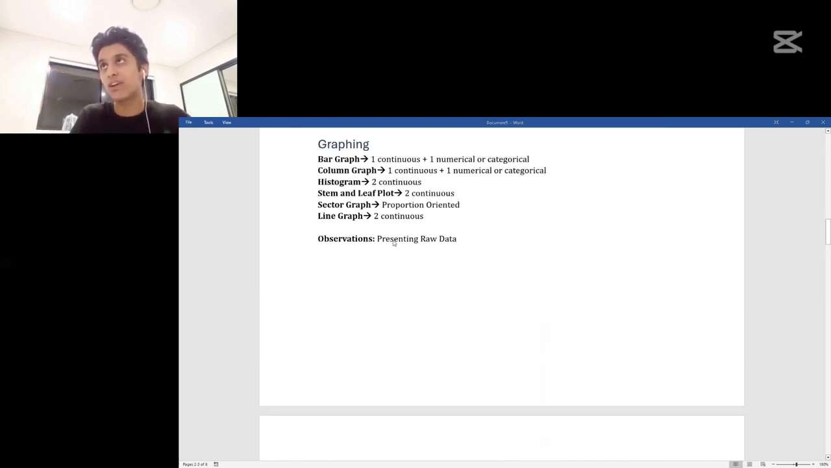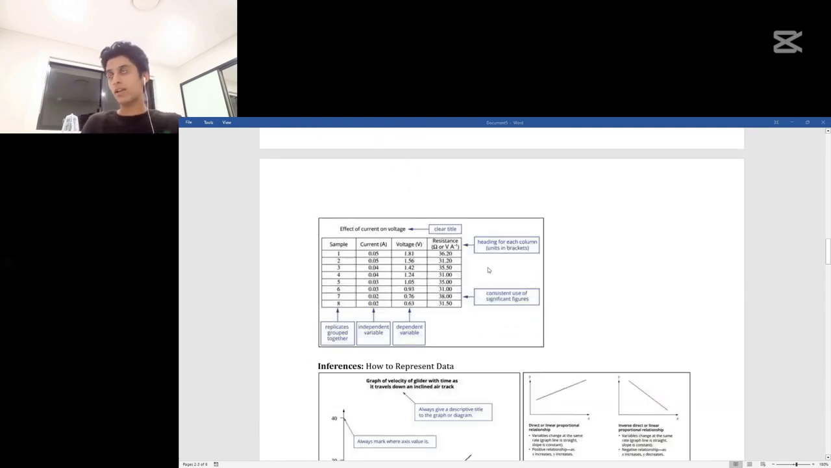Okay, observations. Now let's look at how you present raw data. This is how you present raw data. You have a clear title, headings for each column, and units in brackets. Then you have a consistent use of significant figures or decimal places. This person has consistently used decimal places, where they've written everything in two decimal places. They haven't written 38 here and then 31.5 there. They've written 36.20, 31.20, 35.50. So you have to have a consistent set of data, with consistent decimal places or significant figures, depending on what you're doing.